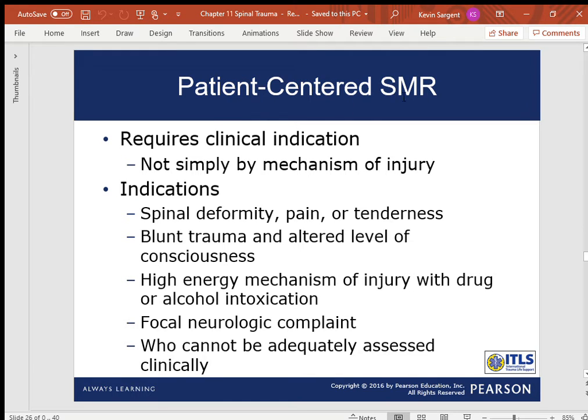Patient-centered spinal motion restriction requires a clinical indication. It's like any other procedure we do. You want to look at the mechanism of injury, but you also want to look at the assessment. Is there pain? Is there tenderness? Is the trauma blunt? Is there altered level of consciousness? High-energy mechanism of injury? Are there people who can't be assessed clinically?